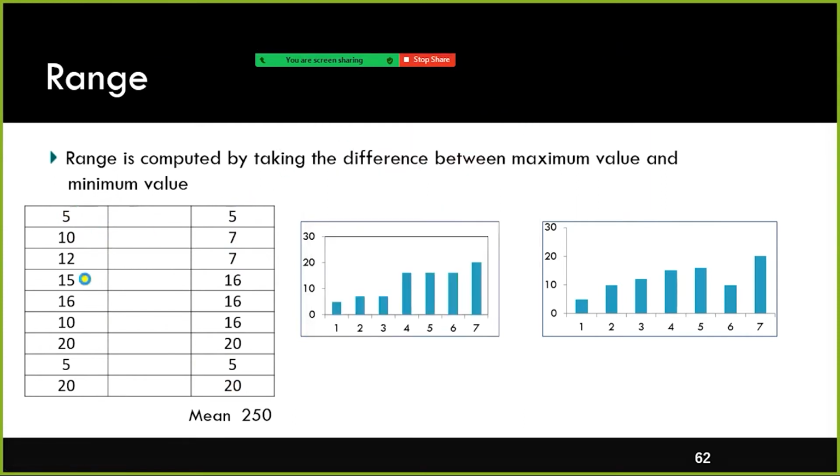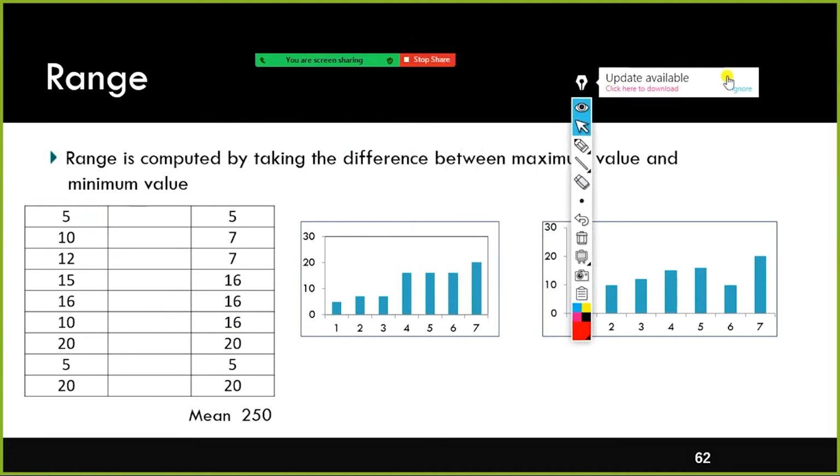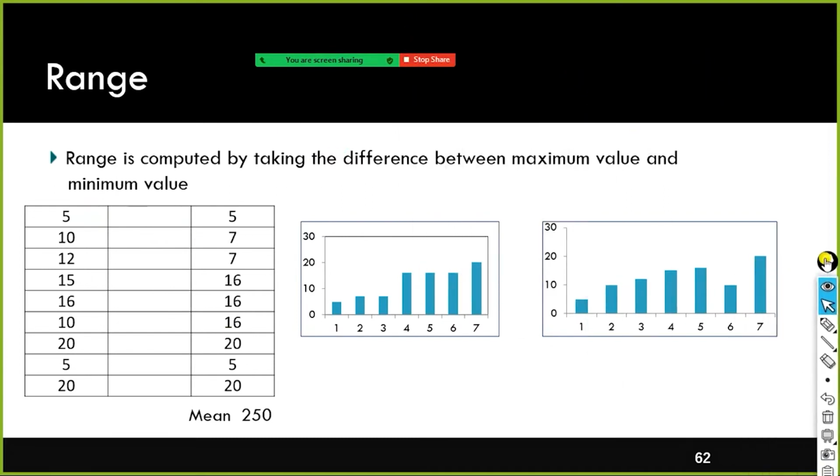Why yes? It is not the same, right? Now I ask the question: are these two data sets the same? No, it is not. The answer is supposed to be no. The data sets are not the same, right?